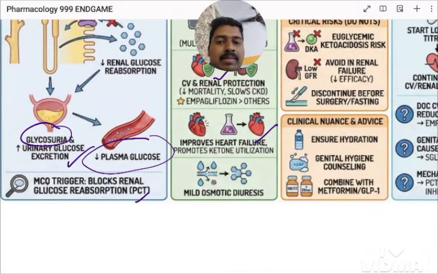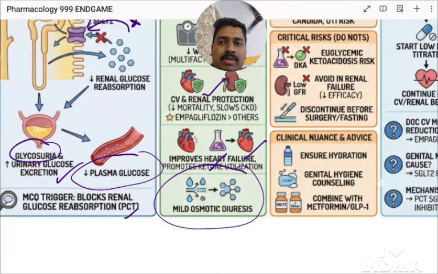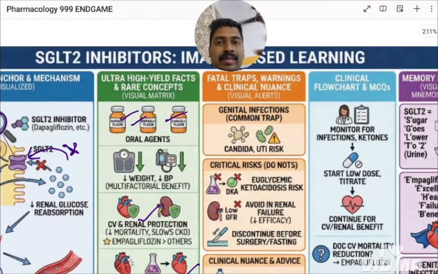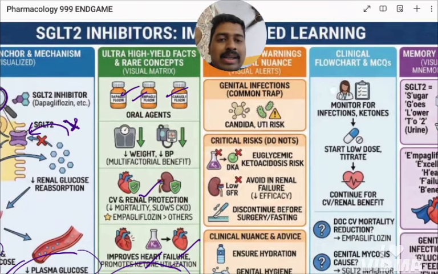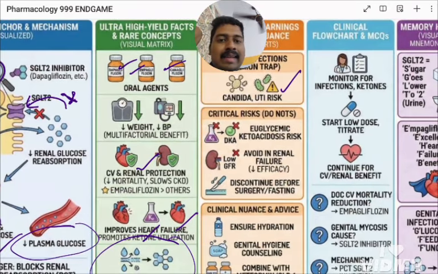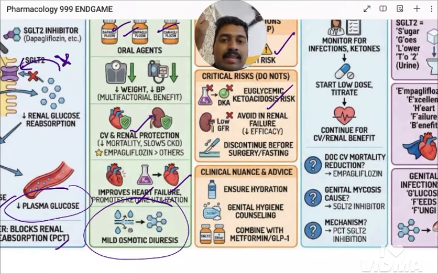Okay. Next, it improves heart failure, promotes ketone utilization, and it also causes mild osmotic diuresis because glucose is an osmotic molecule. Now, what are the side effects of SGLT2 inhibitors? There are two important risk factors. One is UTI risk. This is because glucose is excreted in the urine, so that provides a safe ground for bacteria to grow. Okay, so that's why chances of UTI are higher. And second is euglycemic ketoacidosis, where ketone bodies are present in the urine, but still there is no hyperglycemia. Okay, so this is known as euglycemic ketoacidosis. The drugs which cause this are SGLT2 inhibitors. This can be very well asked in your exams.